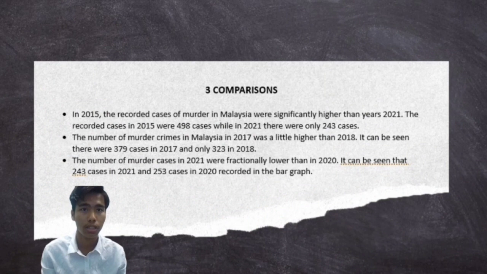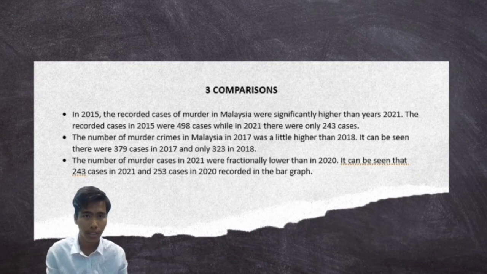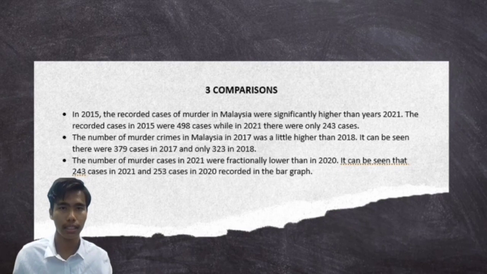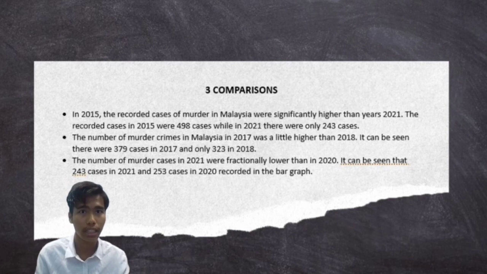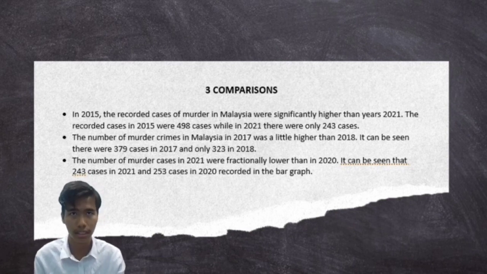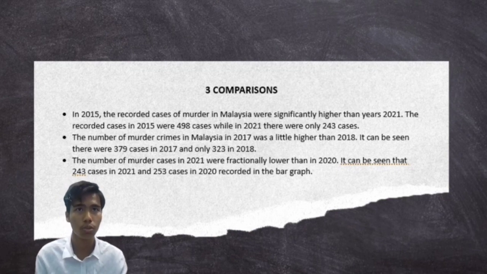I also made 3 comparisons from this bar chart. First, in 2015, the recorded cases of murder in Malaysia were significantly higher than in 2021. The recorded cases in 2015 were 498, while in 2021 there were only 243 cases recorded. Secondly, the number of murders in Malaysia in 2017 was a little higher than 2018. There were 379 cases in 2017 and only 323 in 2018. Finally, the number of murder cases in 2021 was fractionally lower than in 2020. There were 243 cases in 2021 and 253 cases in 2020 recorded in the bar graph.